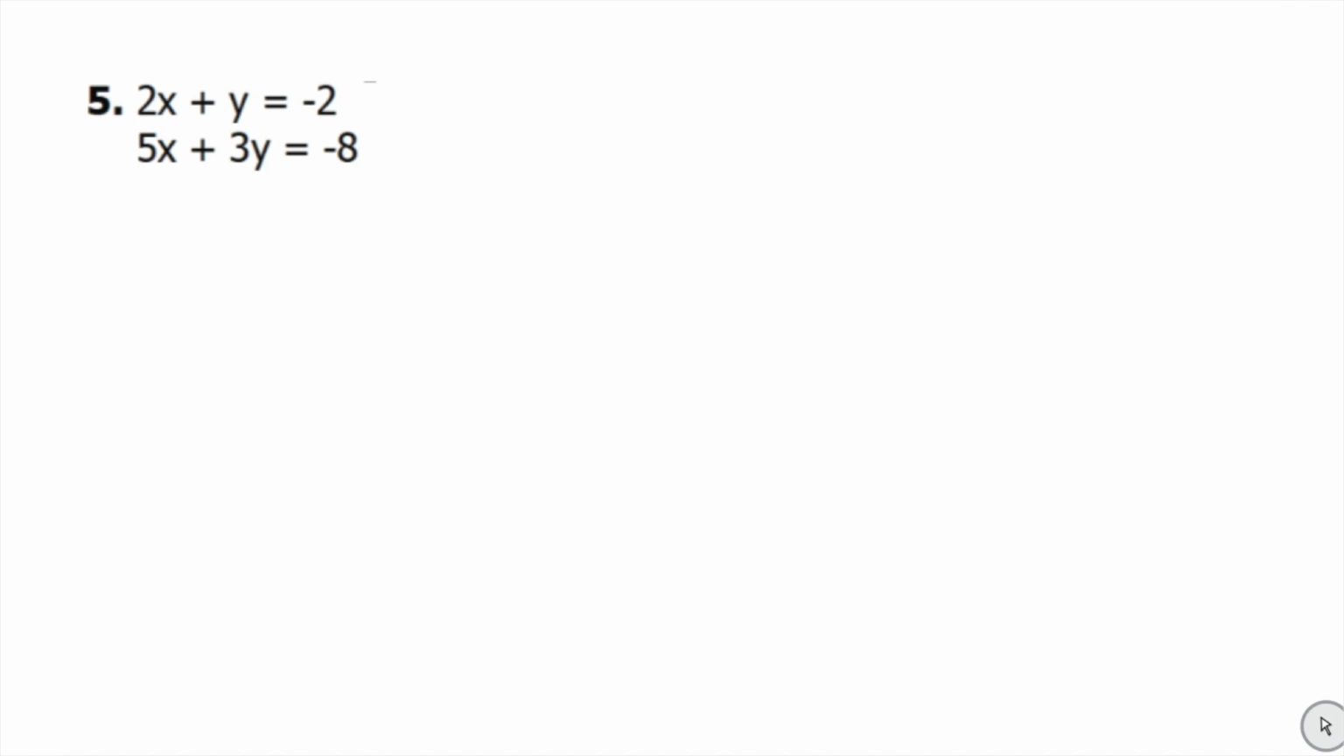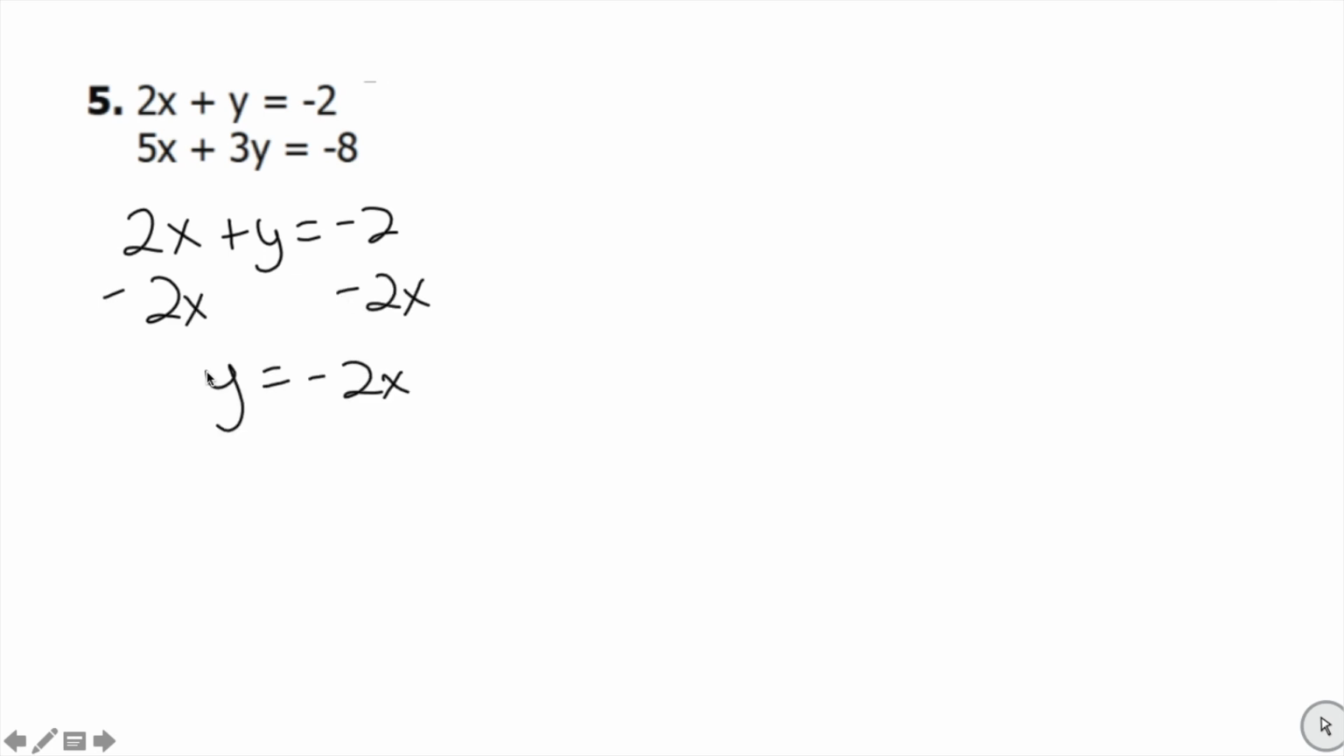All right, number 5. This one is the easier one because it has y by itself already. Just subtract 2x on both sides. So we're going to take this y, substitute it back into the second one. I want to make sure you guys realize also that when you go to substitute it back in, don't substitute it back into your original one, because this is the original one, just made into a different form by revising it to make sure it's y equals. So you don't want to substitute it back into the same one. You have to substitute it back into the other one.